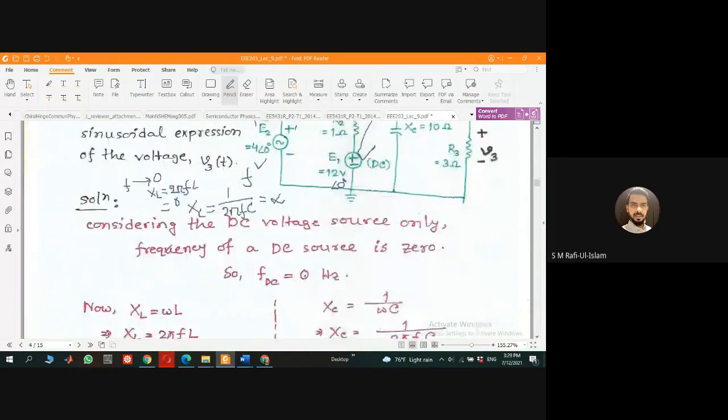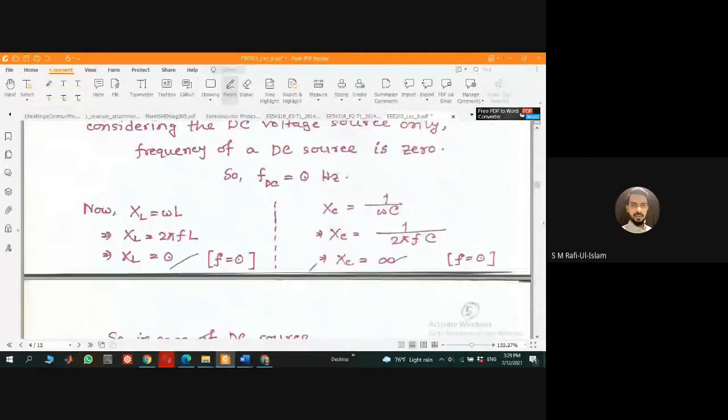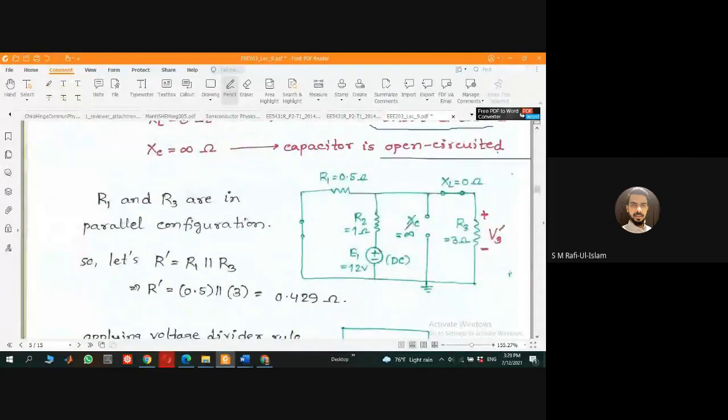So what would be the circuit configuration here? When only the DC source is active, the AC voltage source will be shorted, and then the resistance will be there. How about this capacitor? It will be open, right? And this inductor will be short, so there will be only resistance. Now check it out. This circuit looks so easy: only a voltage source, one resistance in parallel, and then there are other resistors.